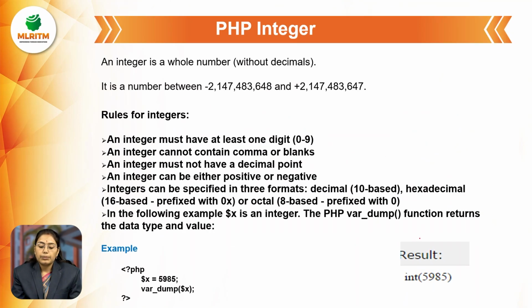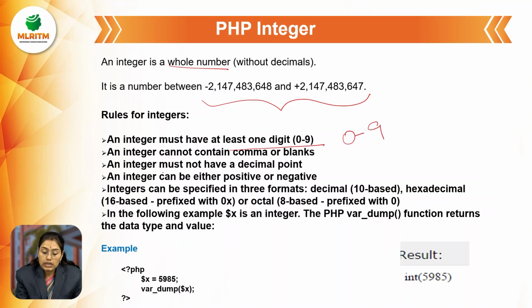Next, coming to PHP integer. So what is an integer? An integer is nothing but a whole number, in a range without decimals. So what are the rules for integers? An integer must have at least one digit, that is 0 to 9, and it cannot contain commas or blanks. An integer must not have a decimal point. An integer can be either positive or negative. An integer can be specified in three formats: decimal format, hexadecimal format and octal format.